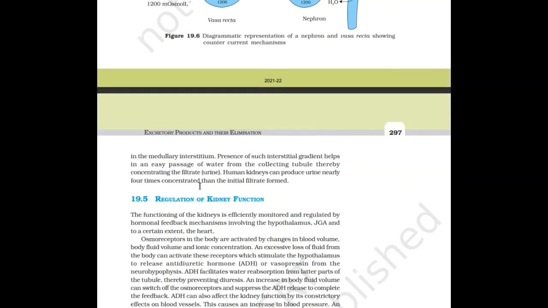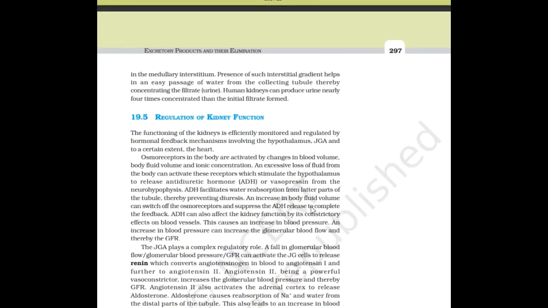In the medullary interstitium, the presence of such an interstitial gradient helps in an easy passage of water from the collecting tubules, thereby concentrating the filtrate, urine. The human kidney can produce urine nearly 4 times more concentrated than the initial filtrate. Let us see the regulation of kidney function.